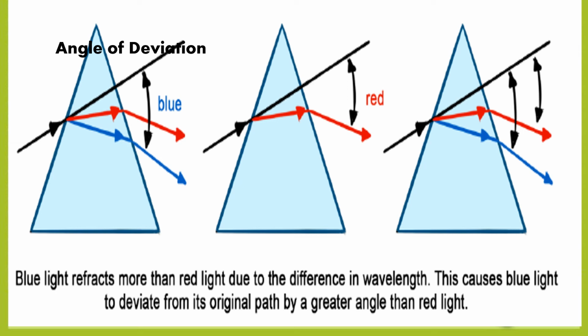So this is what happens to the angle of deviation when light is being refracted. Blue light refracts more than red light due to the difference in wavelength. This causes blue light to deviate from its original path by a greater angle than the red light, as shown in this diagram.